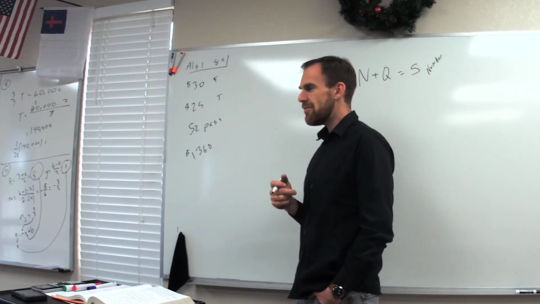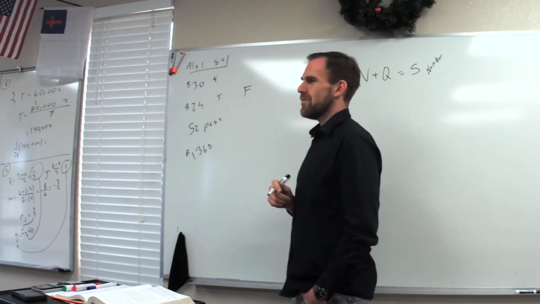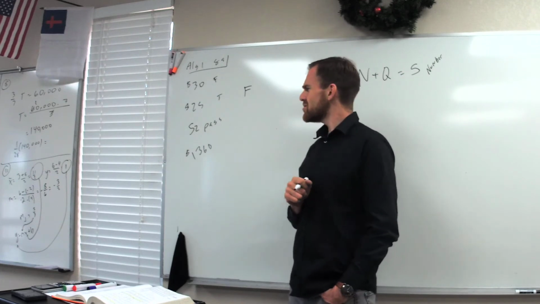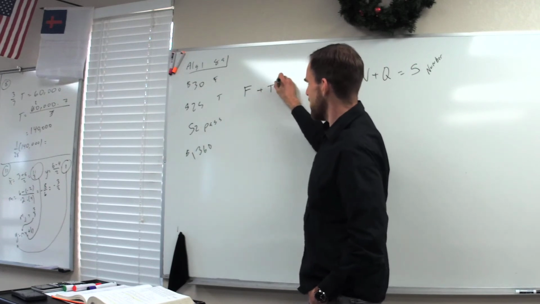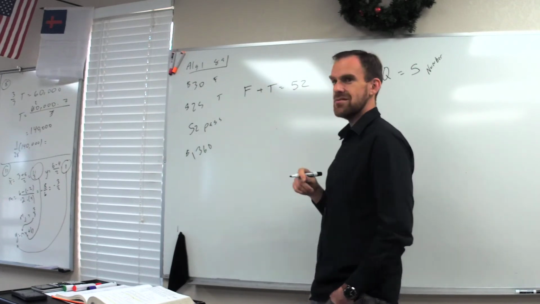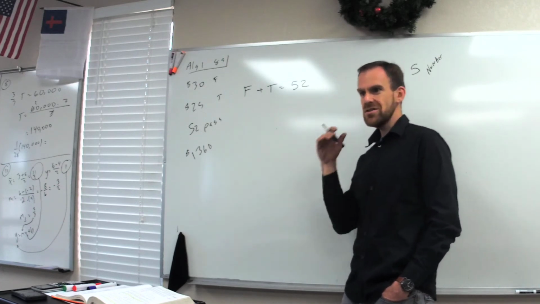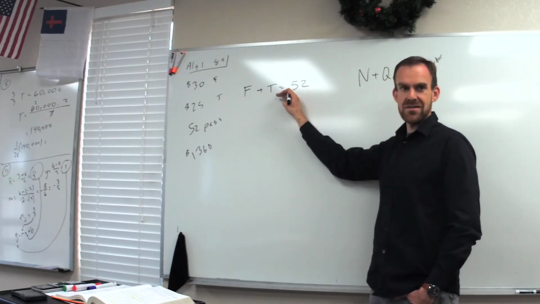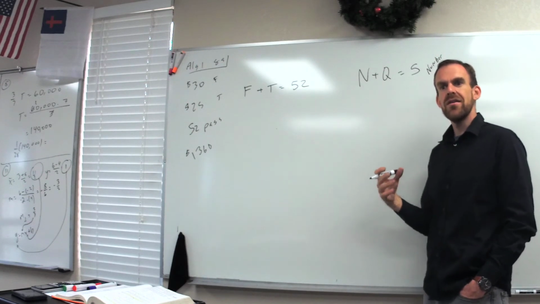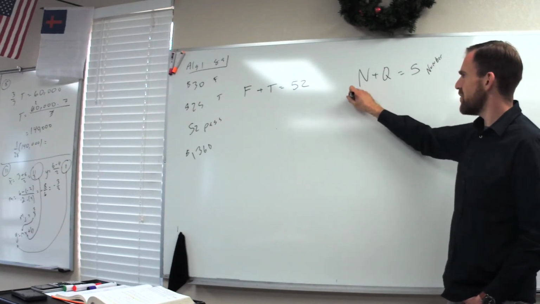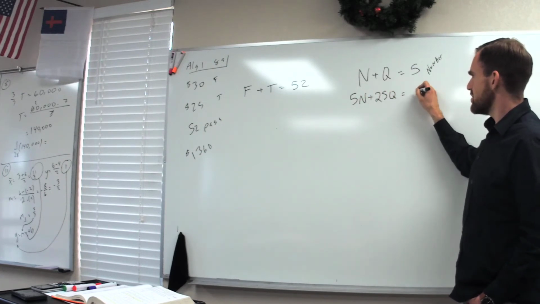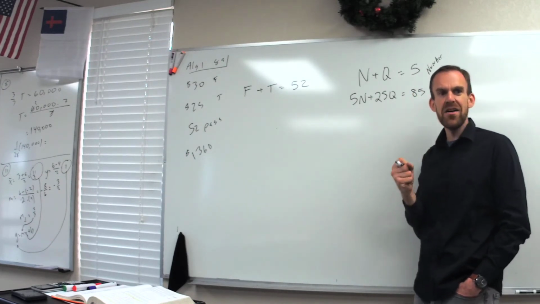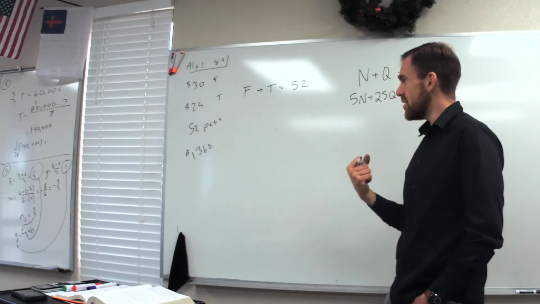F. F first class tickets were sold. How many tourist class tickets were sold? T. So if you add them together, you get the total number of passengers. So the first equation is just about the number of things. The second equation is their value. So here you might do 5n plus 25q equals 85, right? It has to do with the value of those coins, or how much each one is worth.